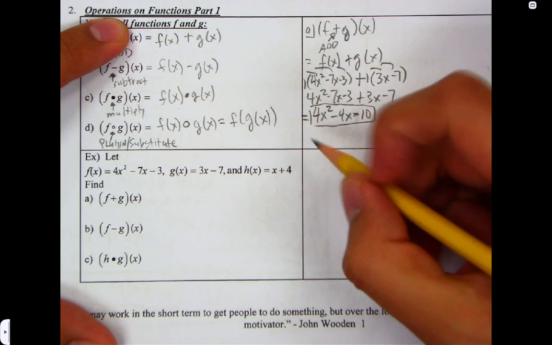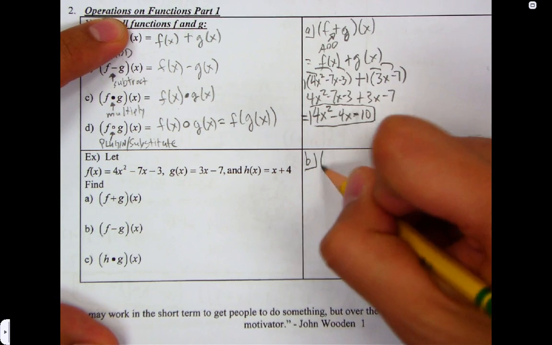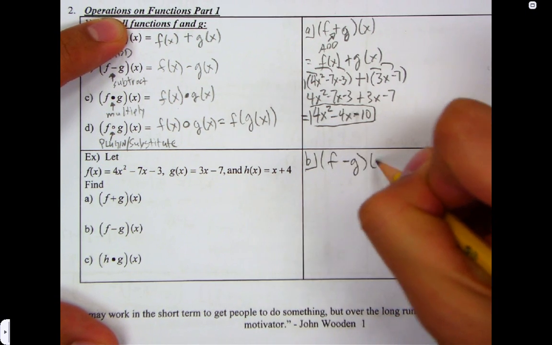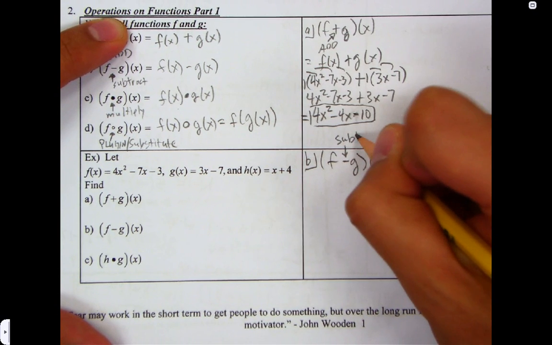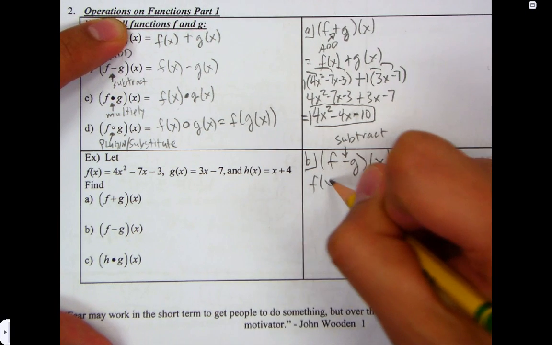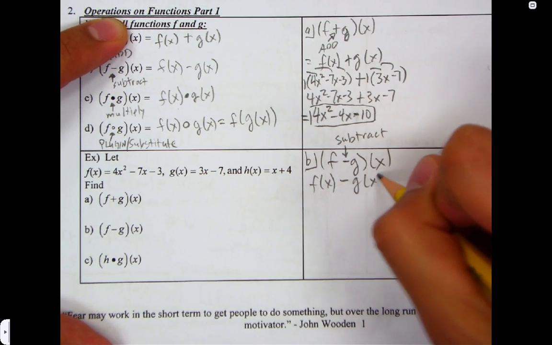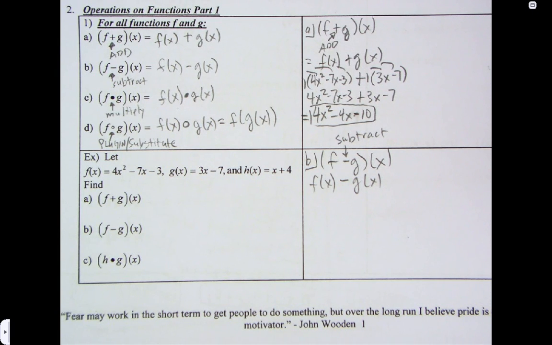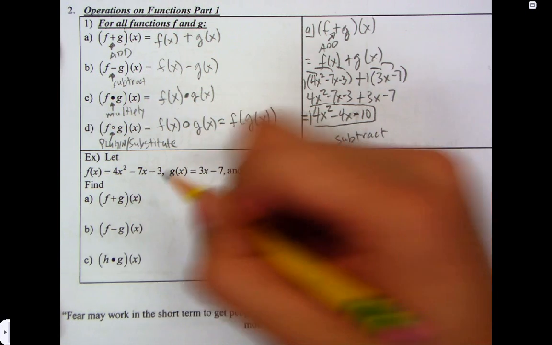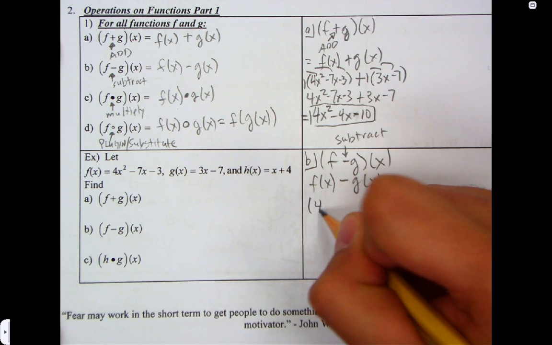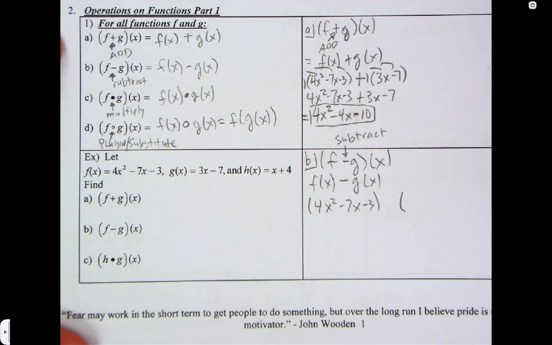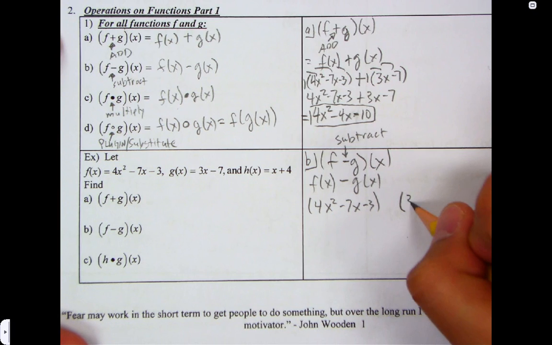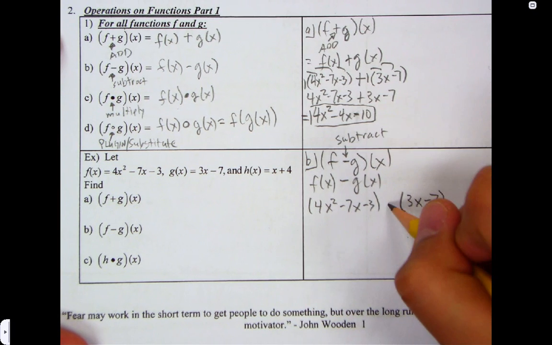B, I'm going to copy the problem. F minus g of x. This just means subtract the two functions. So f of x minus g of x. Go ahead and find f of x. F of x is right here, 4x squared minus 7x minus 3. I'm going to copy that in one parentheses. And find g of x, 3x minus 7. And right in the middle, subtract.